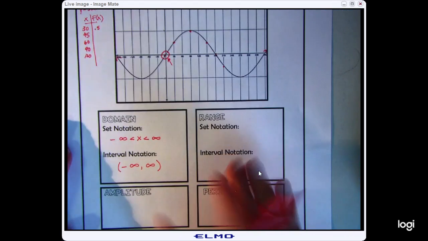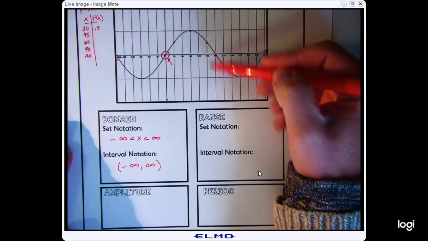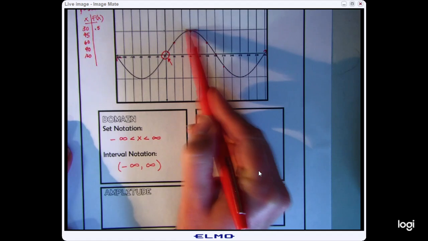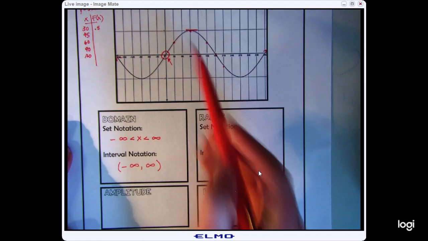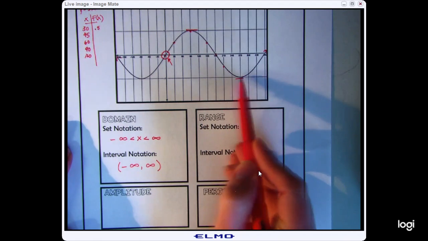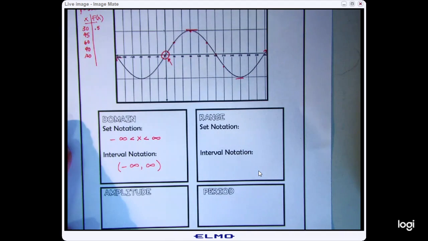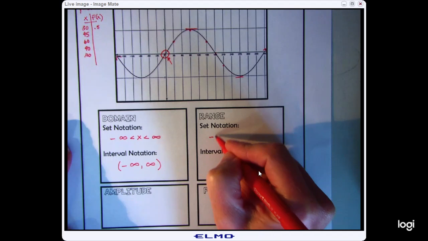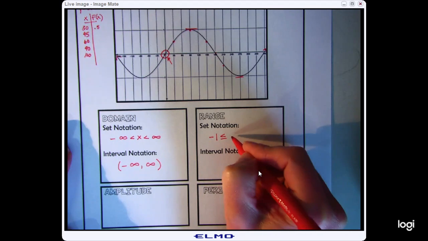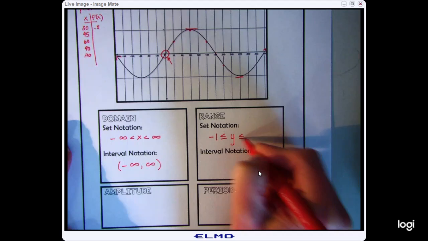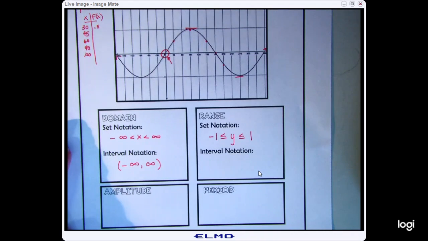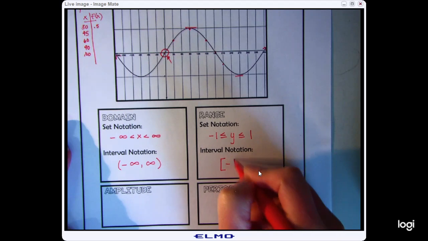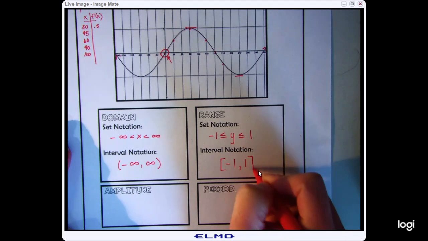Now our range is on the y, right? Really tiny here, but you can see it maxes out at 1, and it bottoms out at -1. So in set notation, this time, we can equal it. It's in between -1 and 1. Interval notation, -1 and 1.